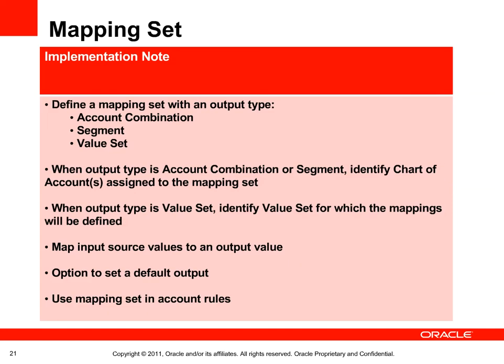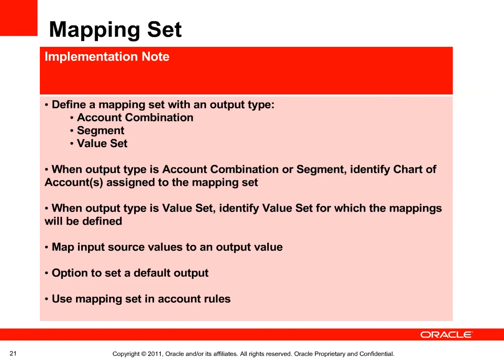You can define a mapping set when you have a matrix of input values that produce distinct output values. A mapping set definition includes the sources that will supply the input values and the mappings of the input values to output values. The mapping section displays how input values are mapped to output values. A mapping set can be defined to derive a value for an account combination, a particular segment value, or a value on a value set.